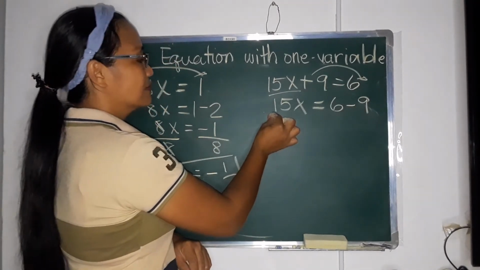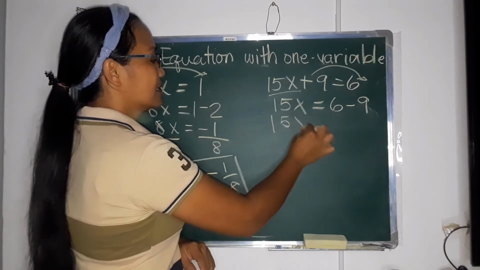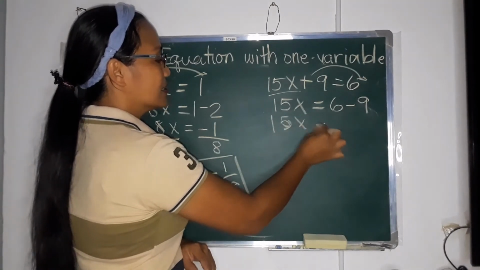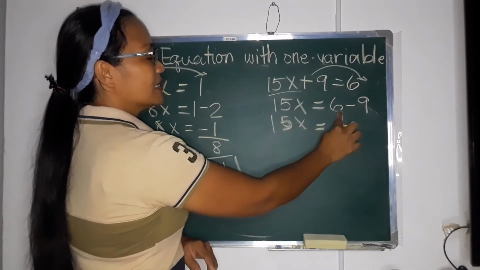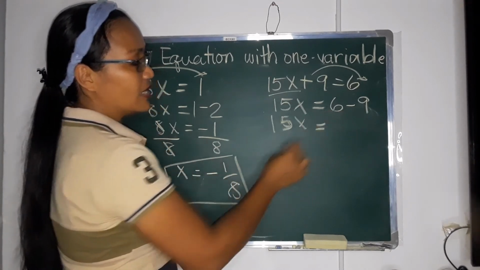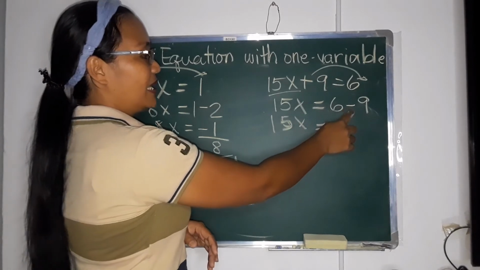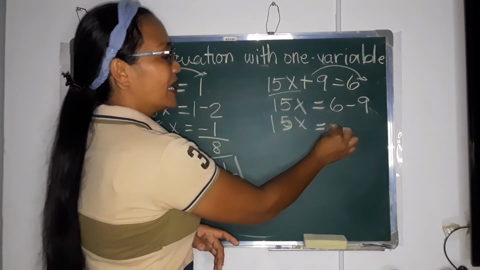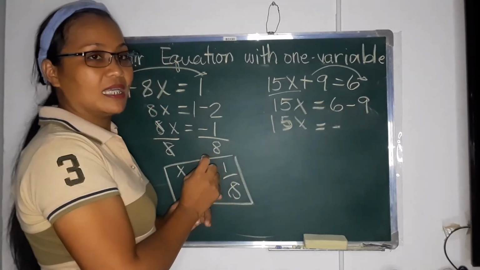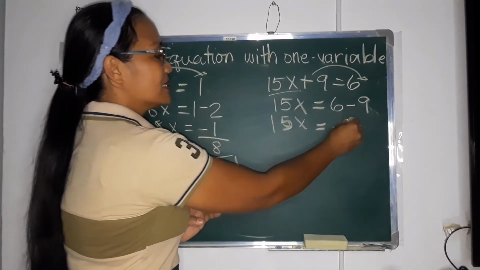Next, 15x is equal to, they are unlike signs, so again, copy the sign of the greater value. So positive and negative, this is greater, so copy negative. Then subtract the numbers. 9 minus 6 is 3.